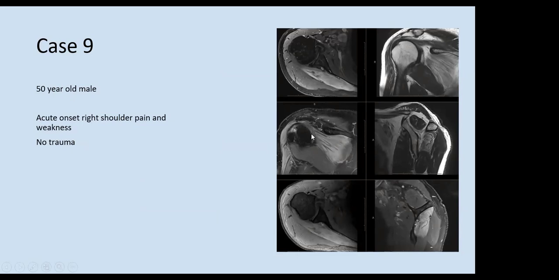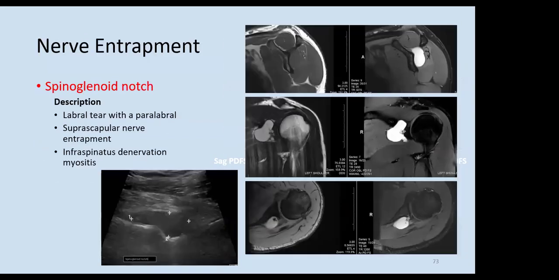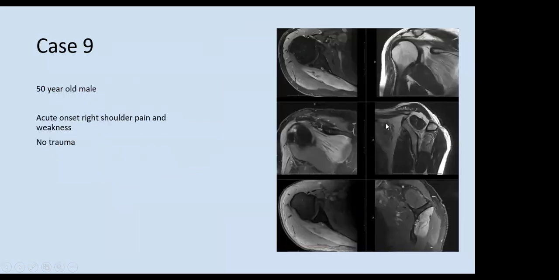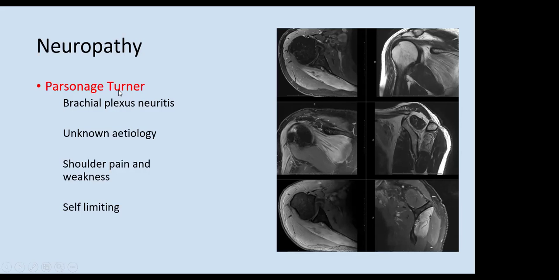And remember, when we saw that case of spinoglenoid notch, if there was a lesion like this one compressing the suprascapular nerve, it will lead to denervation myositis. But in this case, we don't have any lesion in the spinoglenoid notch. This is the spinoglenoid notch, and this is the suprascapular nerve. There is no entrapment. There is nothing in the spinoglenoid notch. So why does this patient have shoulder pain, weakness, and also the MRI scan showing denervation myositis of the infraspinatus muscle? This is a case of Parsonage-Turner syndrome.